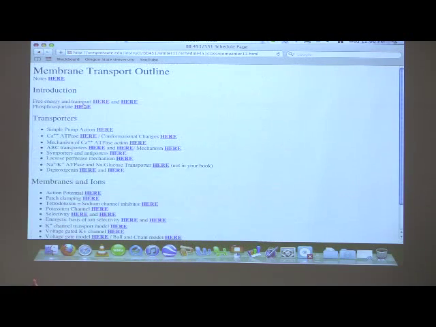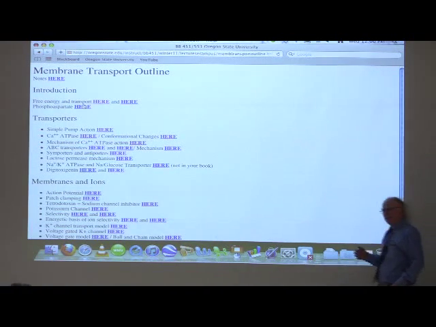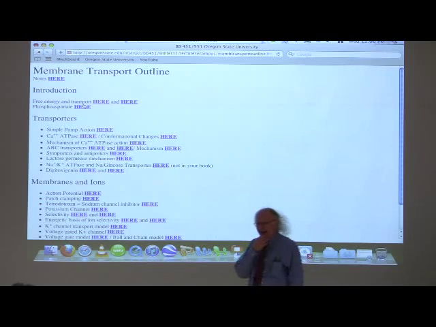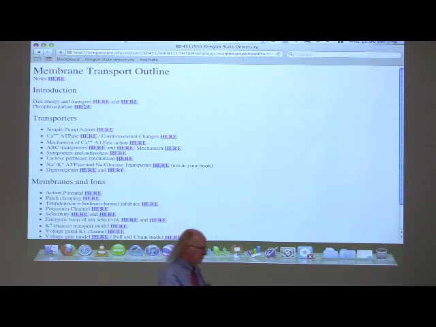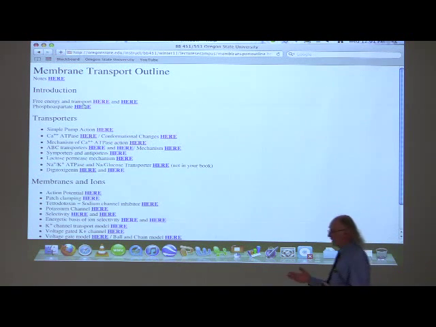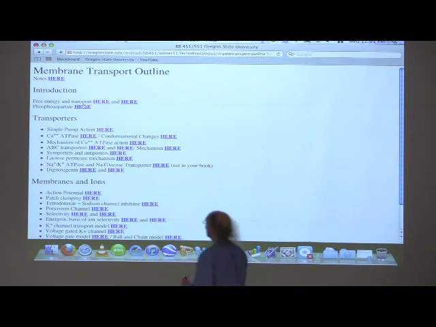Today I'm going to finish up talking about membrane transport. And then we're going to turn to the mitochondria, where we're going to see membrane transport is critical to the function of the mitochondria. So understanding how membrane transport happens with ions is something that will be important to understand mitochondrial function. So we're going to spend some time talking about that today.